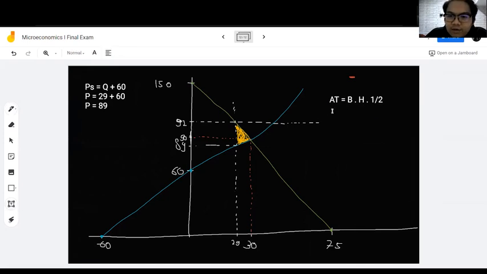So finally we can put this puzzle in: 3 multiplied by 1, divided by 2. So the answer for the DWL is 1.5. Easy. Okay, easy guys, easy. So the deadweight loss is 1.5, which is a small number.